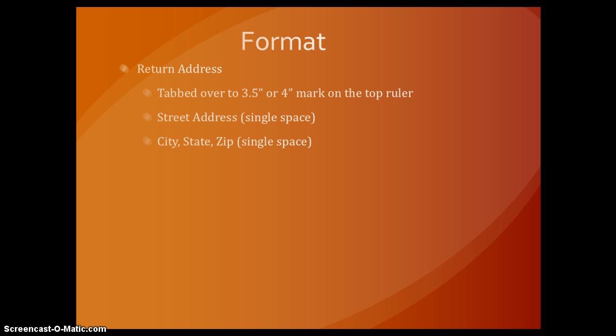The first thing we type on these letters again will be our return address. This time it is a little bit different though, and we are going to tab it over to either the 3.5 or 4-inch mark on your top ruler. And when we get ready to start on the first letter, I will go ahead and show you how to find that mark on the ruler. So we'll still have our street address, enter, and then your city, state, and zip code, and 1 return.